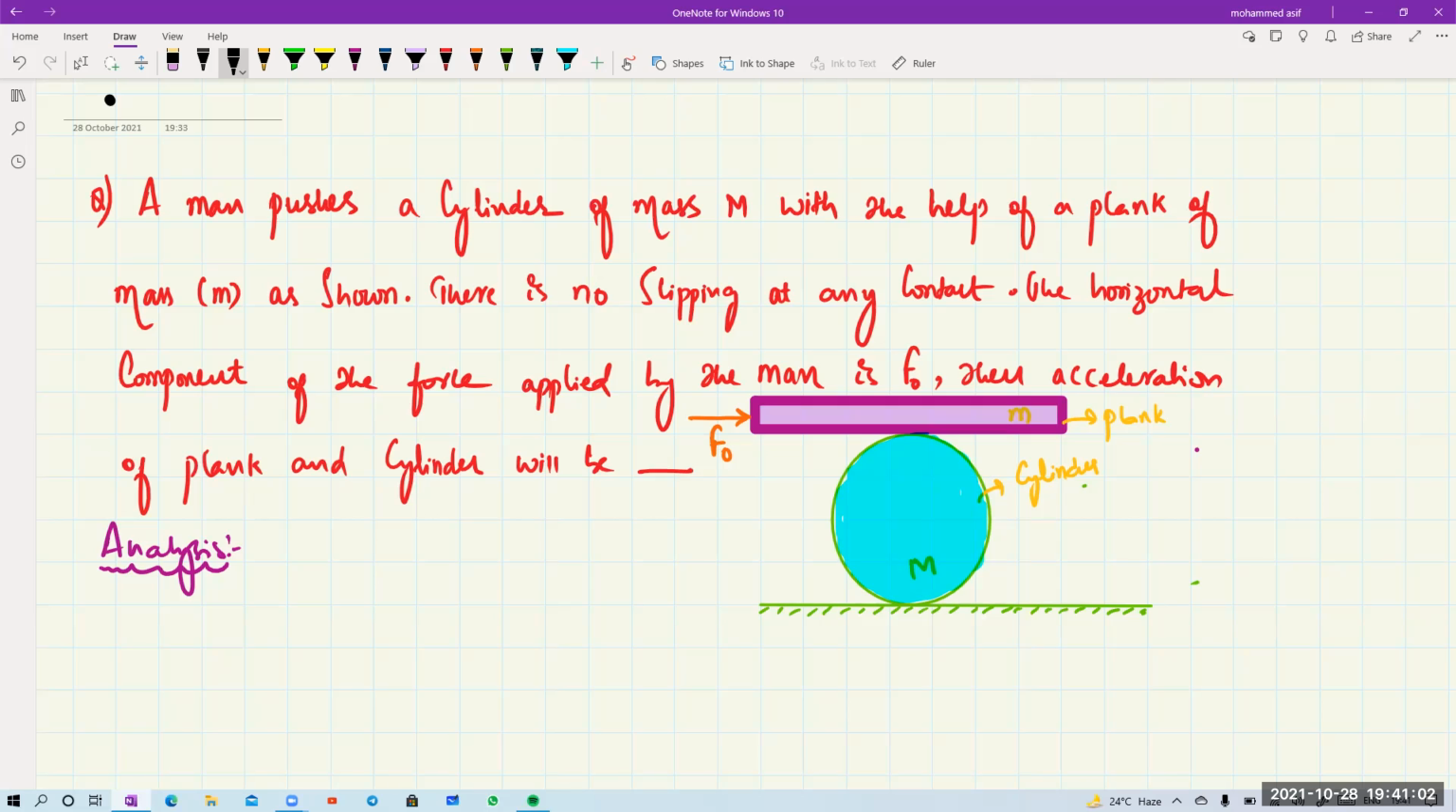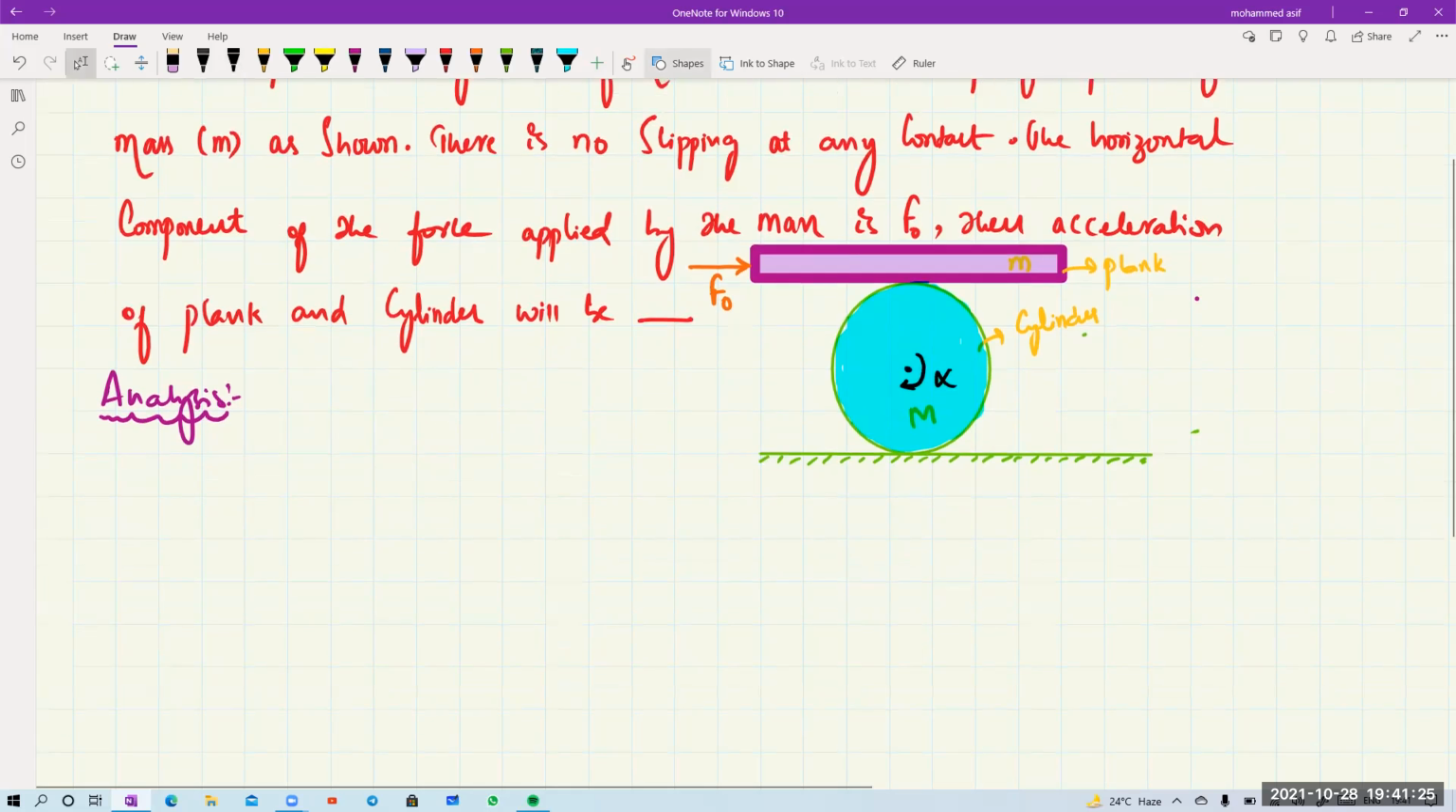So what we'll do is first write all the forces by making an FBD. Now just imagine that when you apply the force F naught on the plank, the cylinder is moving in which direction? Opposite direction. That means if this is the center of the cylinder, obviously it is rotating with an angular acceleration alpha in the opposite direction.